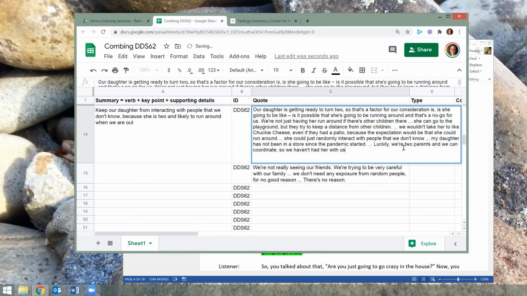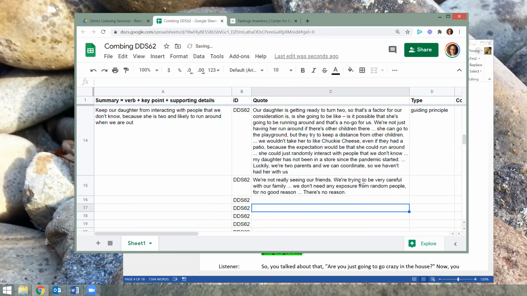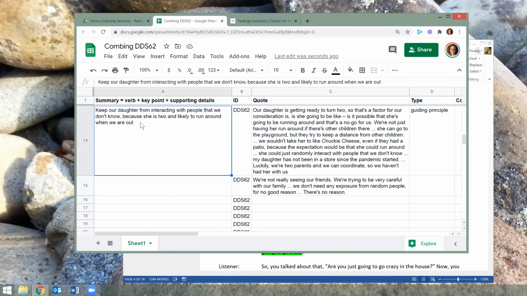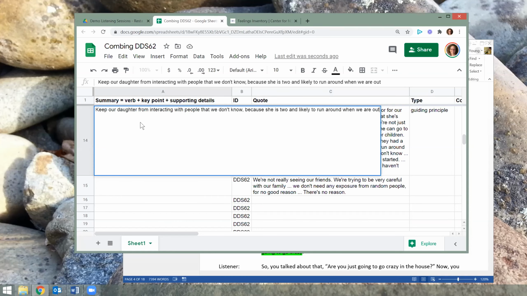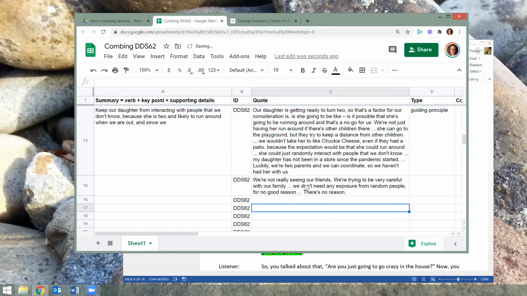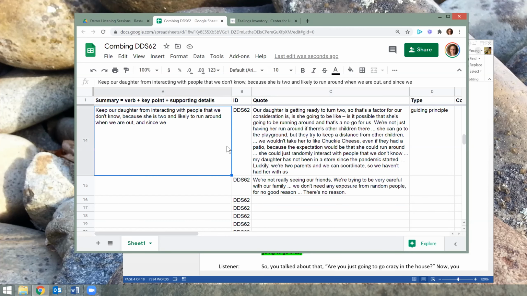You know what? I think it works this way. I'm just taking that middle part out. Okay, so yeah. Keep our daughter from interacting with people that we don't know because she's too unlikely to run around while we are out, and we can, since we're 2 parents, we can coordinate.